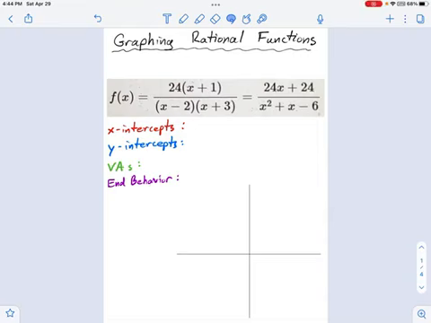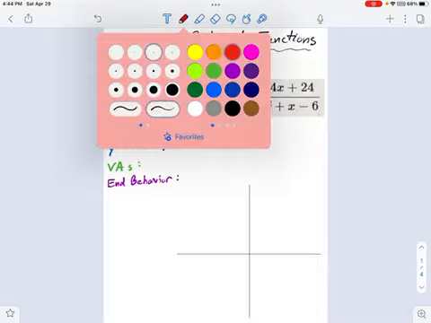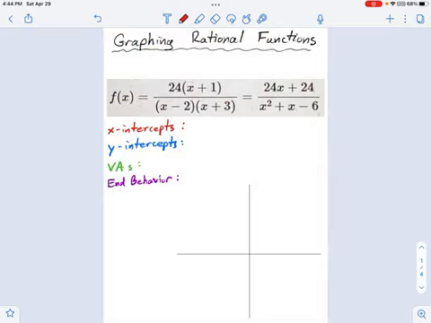This time we're drawing a rational function, which is a little more complicated. You notice there's factors on top compared to the last video. So I'm going to start with the factors on top. Those are where my x-intercepts come from.